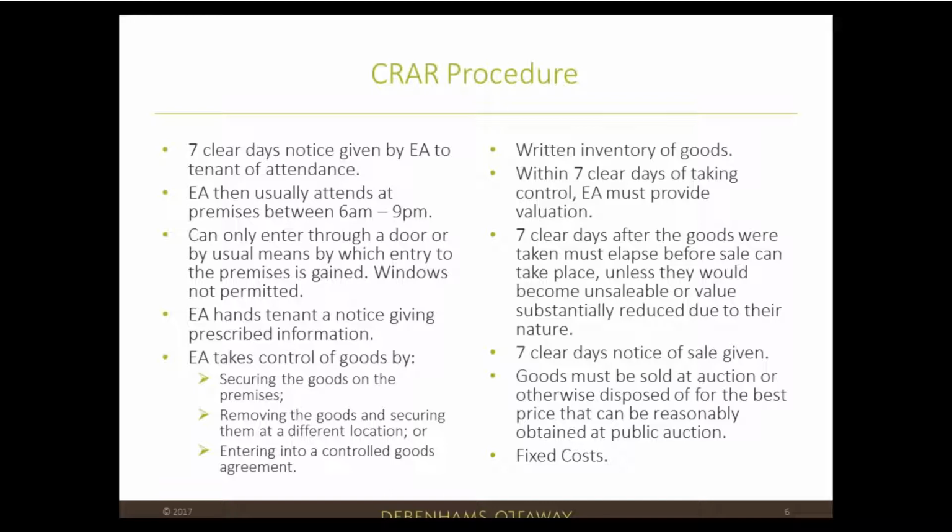So, for example, if it's food and it just won't last that long, or if their value will be substantially reduced, then they can be sold earlier. And the enforcement agent has to give 7 clear days notice of the sale to the tenant. The goods must be sold at auction or otherwise disposed of for the best price that can be reasonably obtained at public auction. The downside to CRAR is that you only get fixed costs, and that's recorded in the legislation, and it's not full costs.